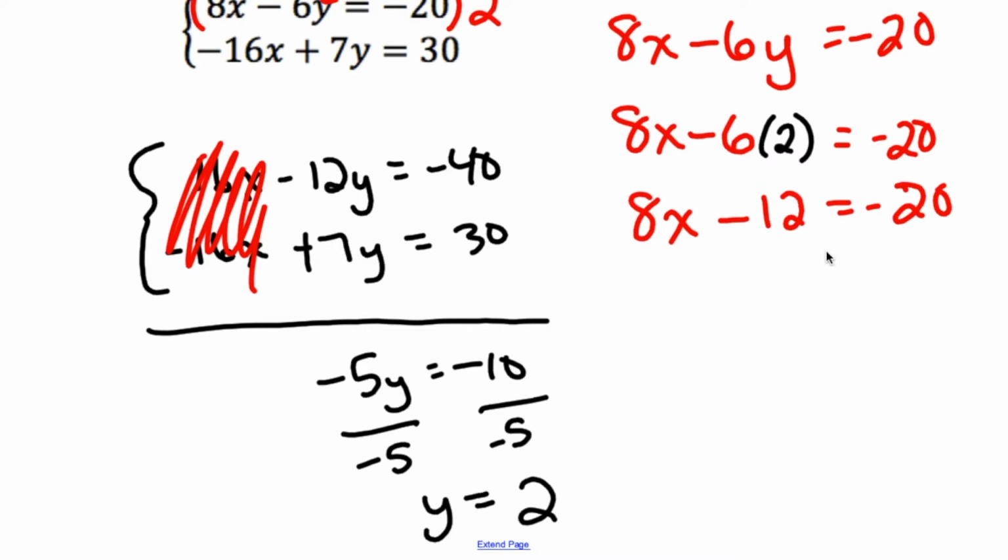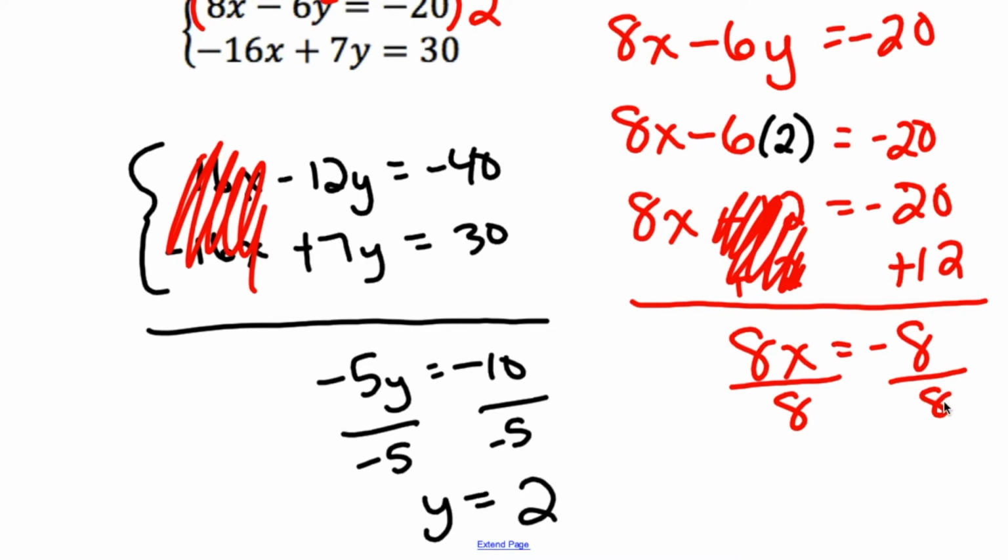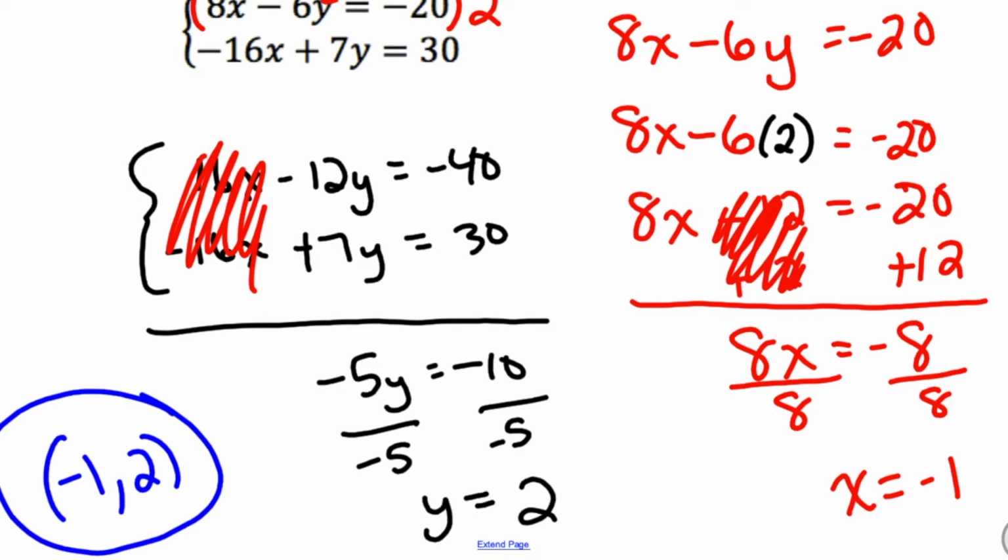Move the negative 12 over by doing the opposite. So I will add 12 to both sides. What do I get? Well, left-hand side is just 8x because negative 12 plus 12 is 0, so they're gone. Negative 20 plus 12 gives me a negative 8. Last step, I divide by the number in front of x to get that x by itself. X equals negative 1. Final answer, write it as a point. X goes first, y goes second, and there we go, we're finished.